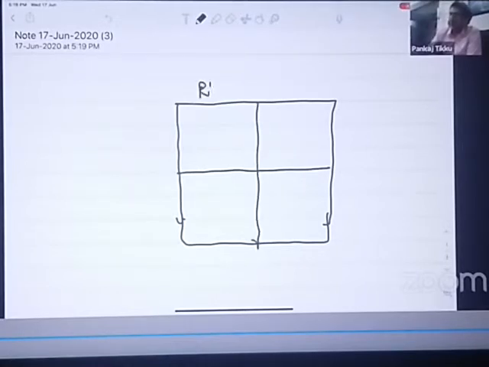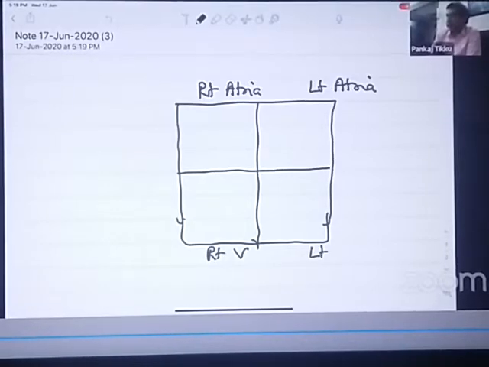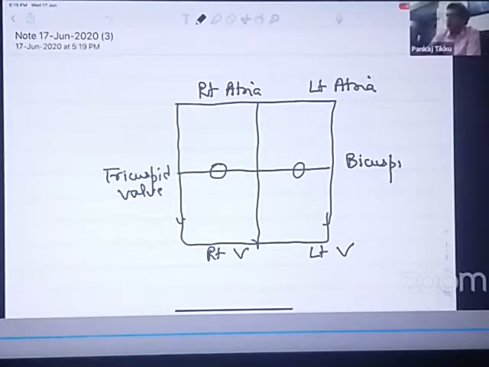So this is the right atria, this is the left atria, this is the right ventricle, this is the left ventricle. This is the tricuspid valve because it has three cusps. And this is the bicuspid valve because it has two cusps or two leaflets, also known as the mitral valve.